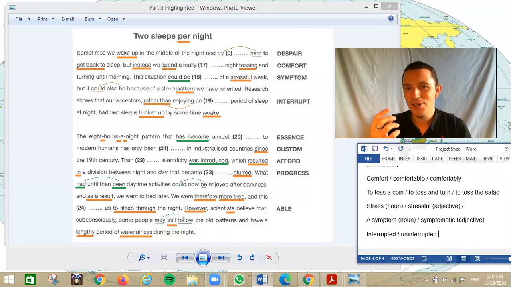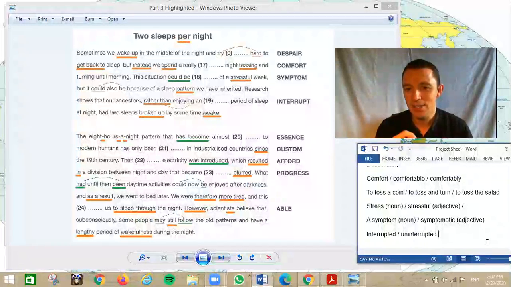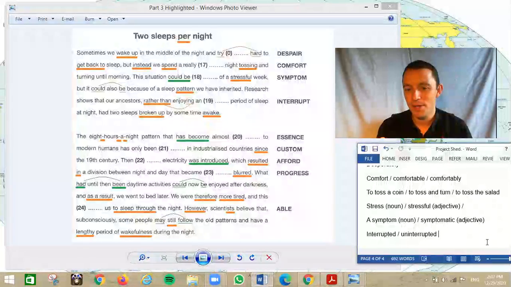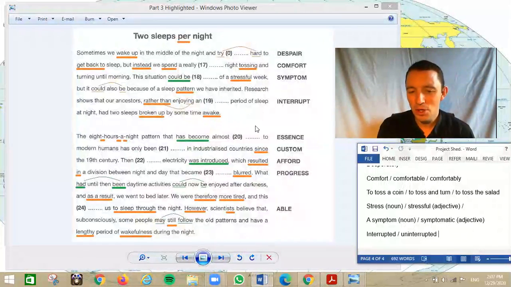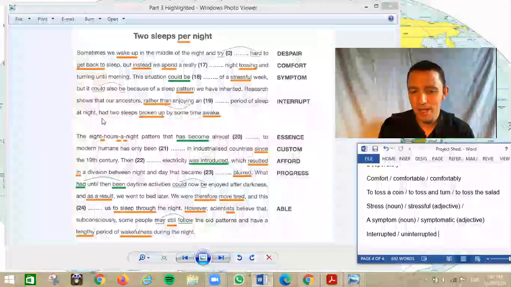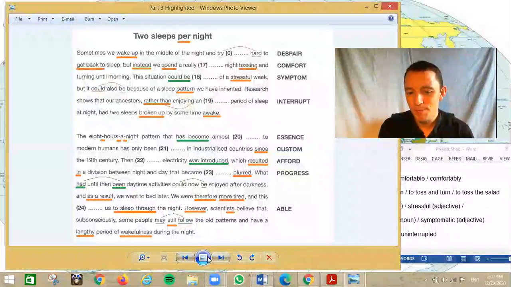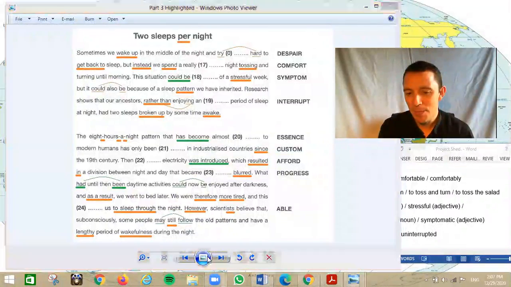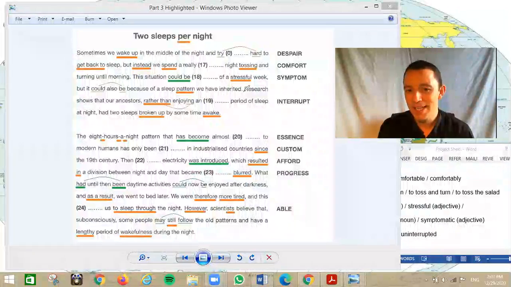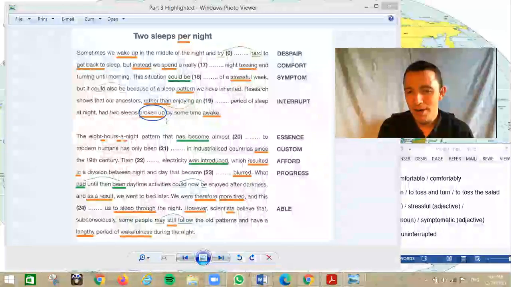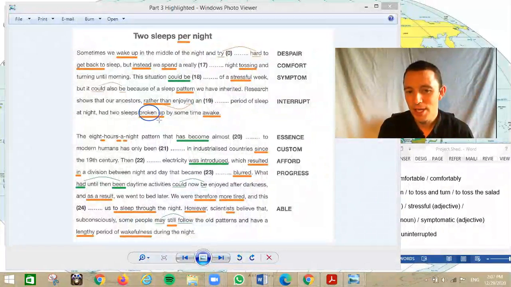And it's necessary to understand the sense of the sentence, to get the feeling of the sentence, to recognize that it's in the negative, uninterrupted, okay? So rather than enjoying an uninterrupted period of sleep at night, had two sleeps broken up by some time awake. So again, broken up is a phrasal verb, and there's no real big difference between broken and broken up. They're very, very possible in this situation.